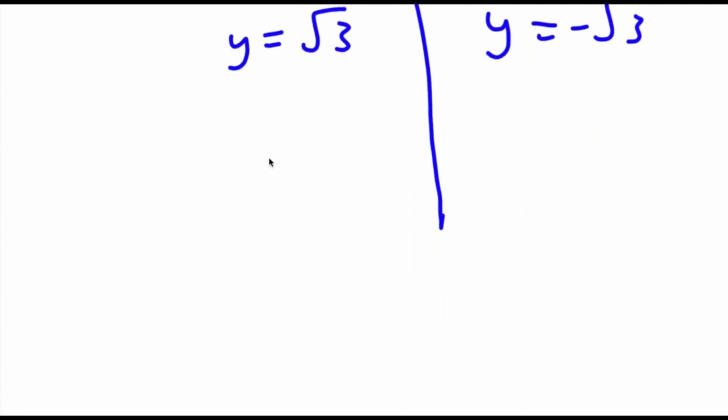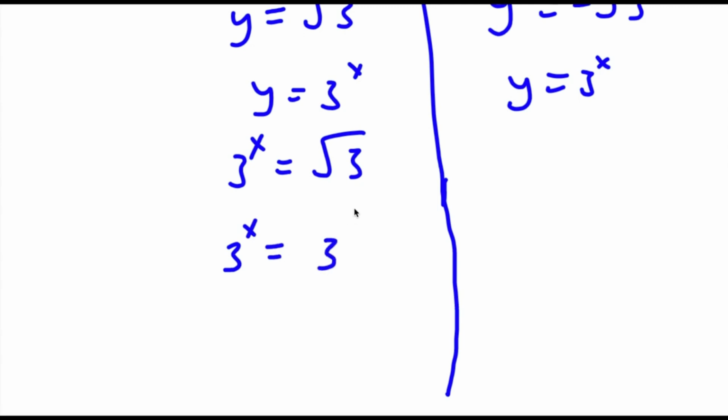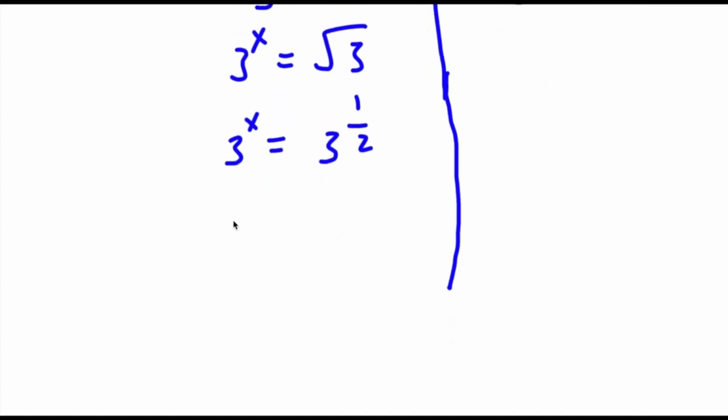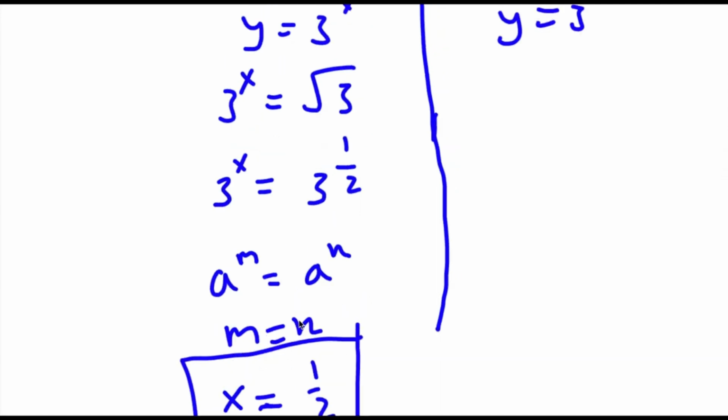So y is equal to 3 to the power of x, right? So now I have 3 to the power of x is equal to the square root of 3. Now the square root of 3 is the same thing as 3 to the power of 1/2. And if I have something in the form a to the power of m is equal to a to the power of n, then this means that m is equal to n. So in this case, x is equal to 1/2. So this is one solution of x.